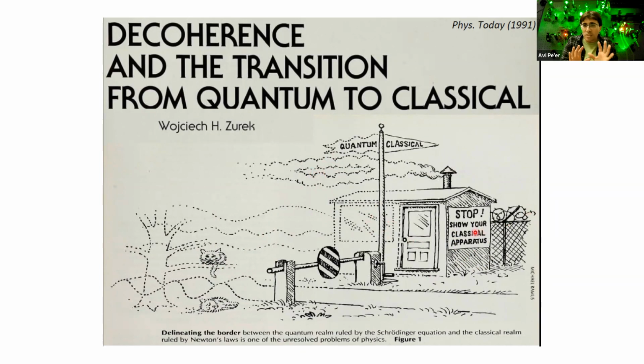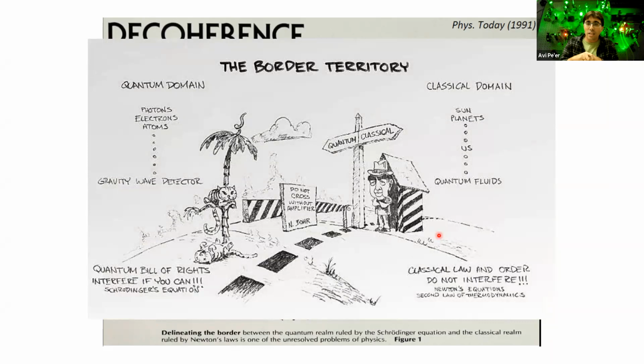It's really nice. And let's discuss this, because when we talk about quantum measurement, you talk about the transition from one side to the other. So here they say, stop, show your classical apparatus. There's another version of this caricature, which I think is even a little bit nicer. But the main thing is what you see here: do not cross without an amplifier. You need an amplifier in order to go from quantum to classical. You need somehow to amplify a quantum signal and take it into the classical world.